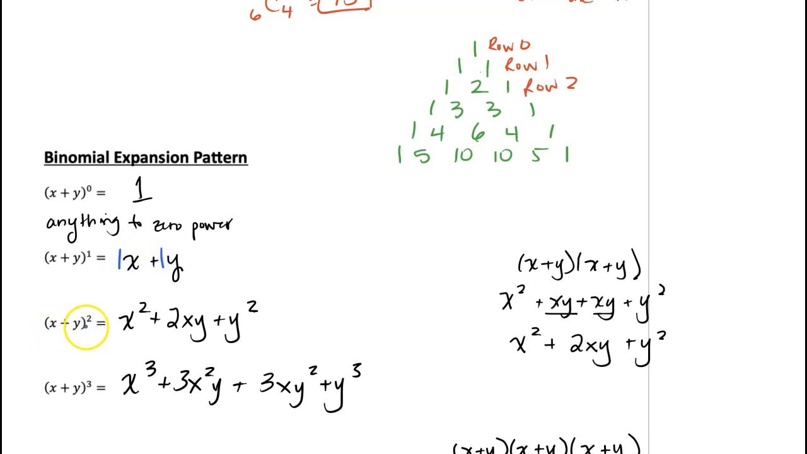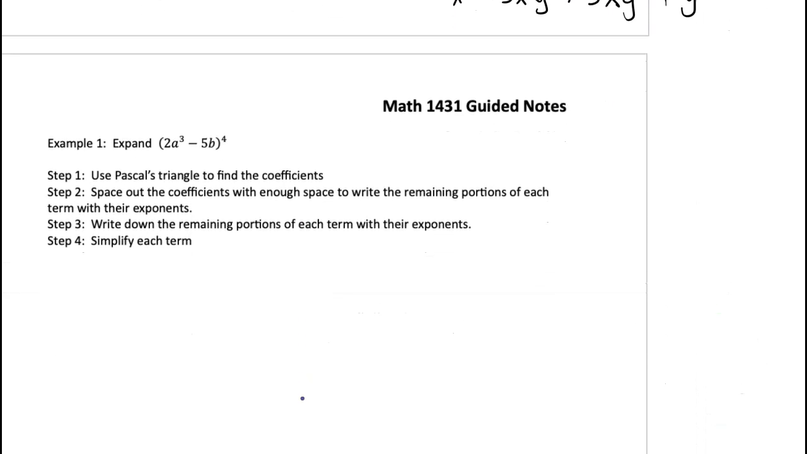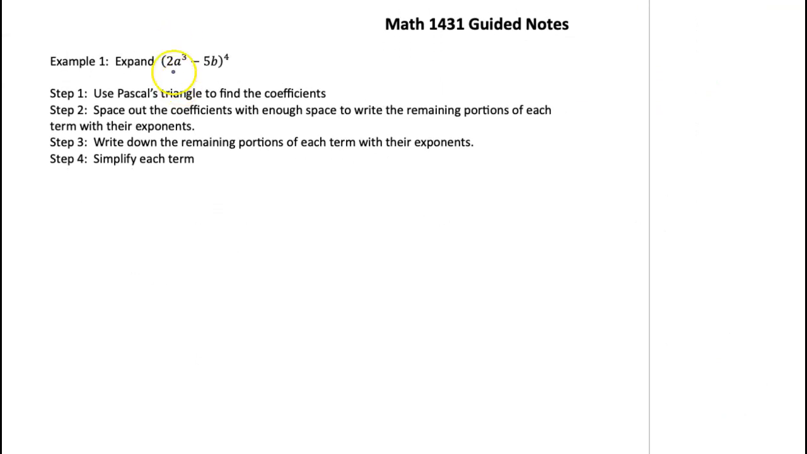When we raised a binomial to a second power, our coefficients followed row 2: 1, 2, 1. When raising a binomial expansion to a third power, we should have the coefficients 1, 3, 3, 1. So it's a quick way that you can get those coefficients when expanding a binomial. Now let's try something a little bit more difficult. Let's expand 2a cubed minus 5b to the fourth power.